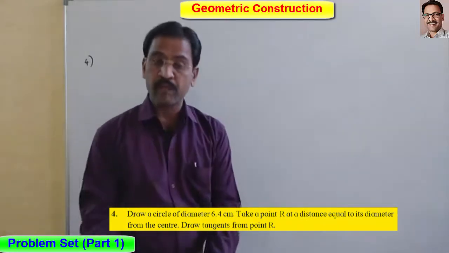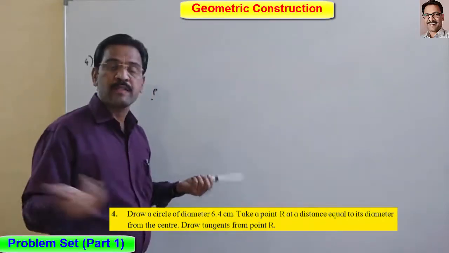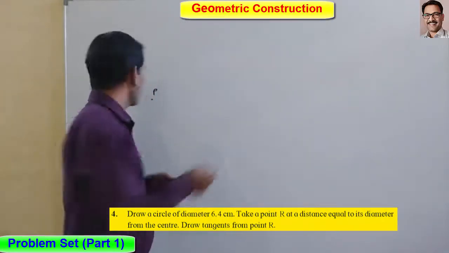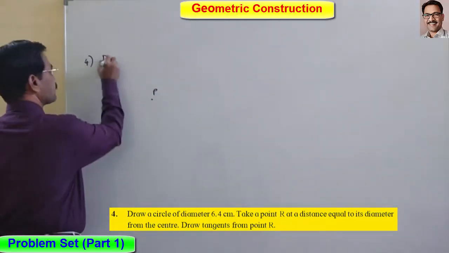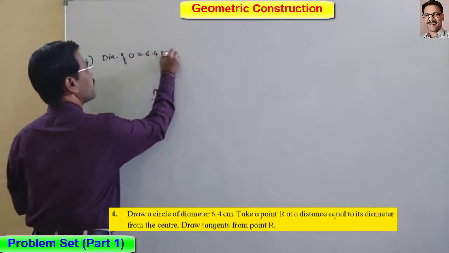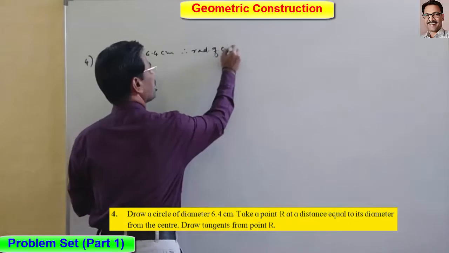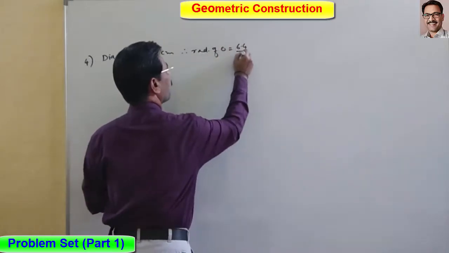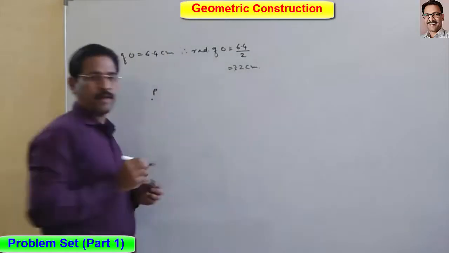Means, first of all, we have to write here. If diameter is 6.4, then what about radius? That is obviously 3.2. Okay. So look here. If diameter of circle is 6.4 centimeter, therefore, what about radius of circle? That is 6.4 upon 2, means 3.2 centimeter.